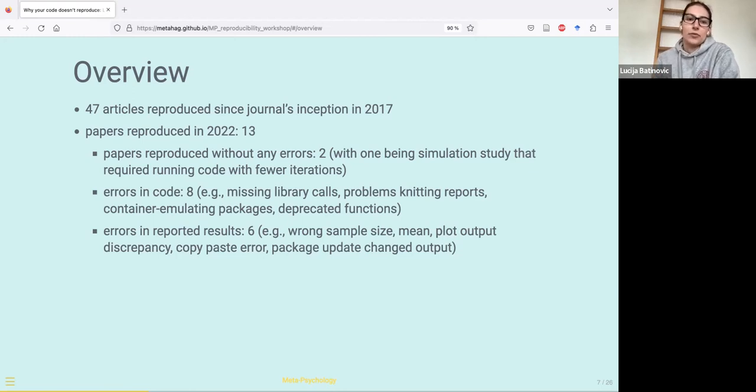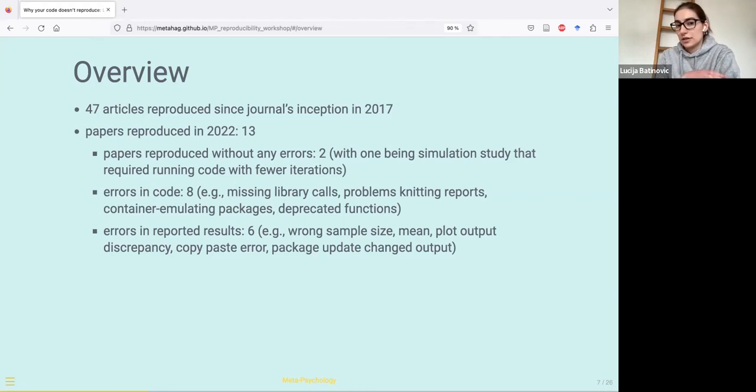For errors in code, there were 8 papers that had errors in code, like missing library calls or some kind of problems with knitting the markdowns. We even had container emulating packages like renv that caused issues with loading some of the packages. There were a lot of issues with deprecated functions. So there are always some kind of code issue when running, especially if there's a lot of analyses and a lot of different code scripts.